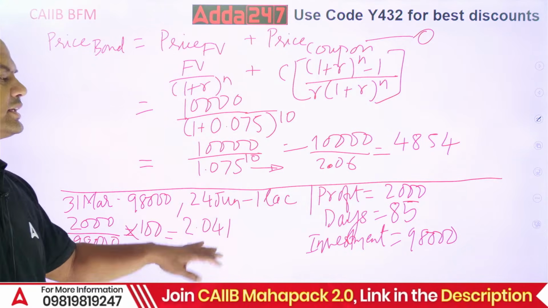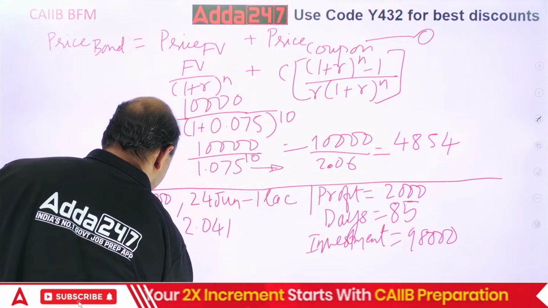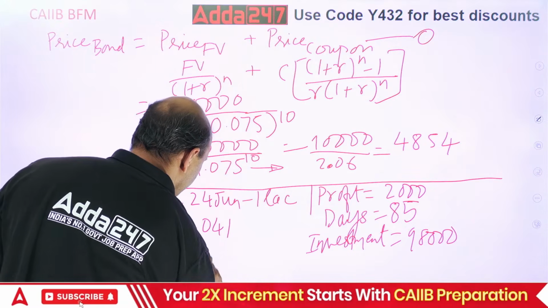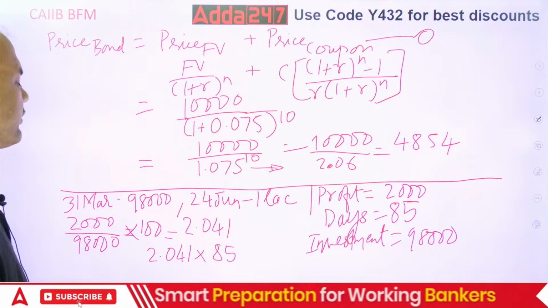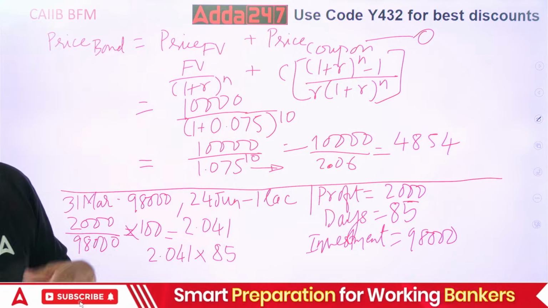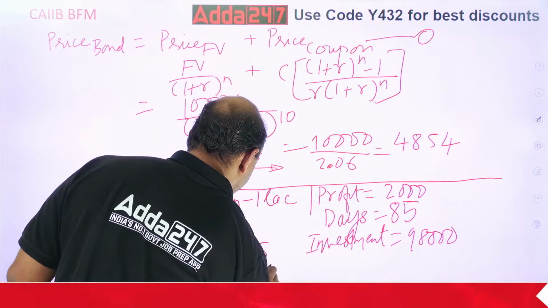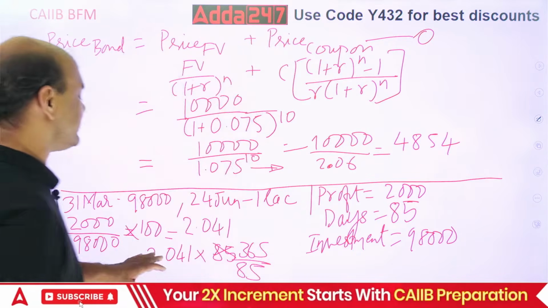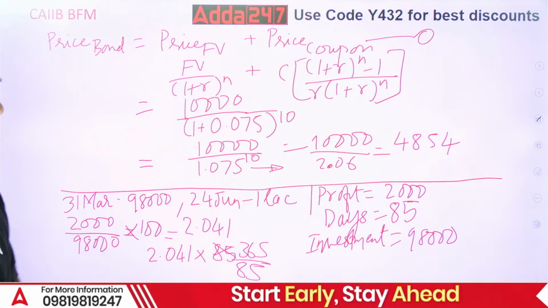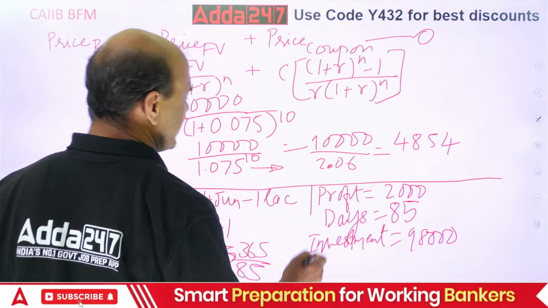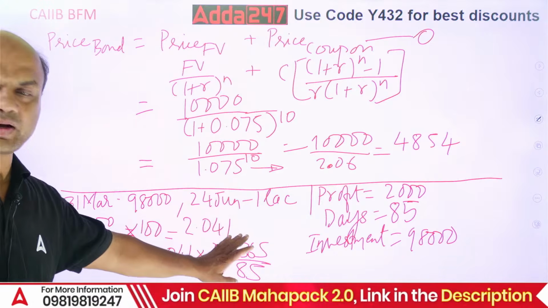But this is in how many days? This is in 85 days only. So what will I do now? 2.041, and 85 days I am getting. So I want it for 365 days now. I'll do this in reverse. In 85 days, I am getting 2.041% returns, so in 365 days how much will I get?